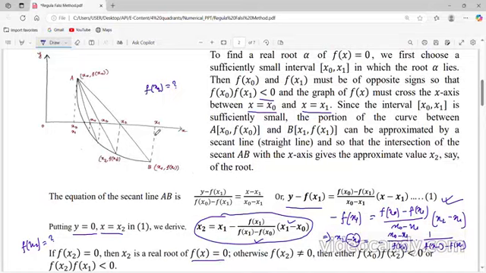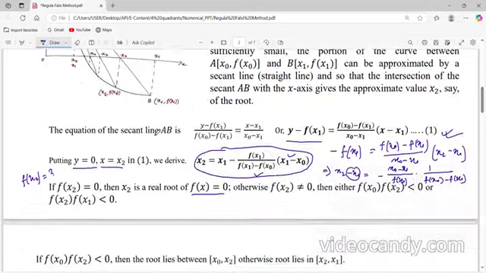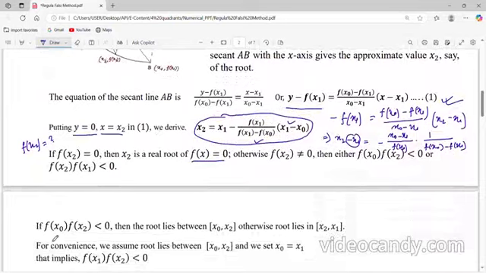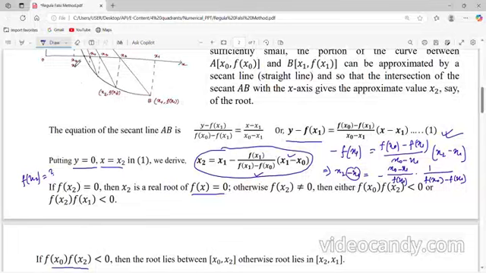So we are taking the root to lie between x0 and x2. Just see here, the root lies between x0 and x2, so the interval is x0 to x2. Otherwise it would be x1 to x2, but we have taken this one.